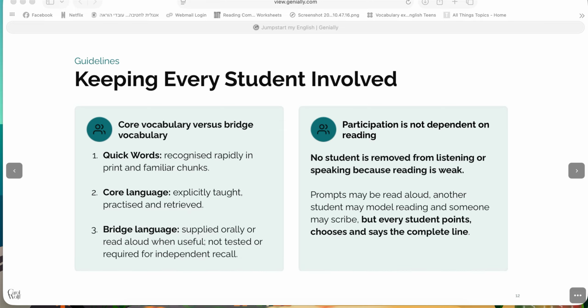And again, participation is not dependent on readers. Students can still be involved by listening and repeating. Everybody has to be participating in all the steps. This is a super important part of the whole program.